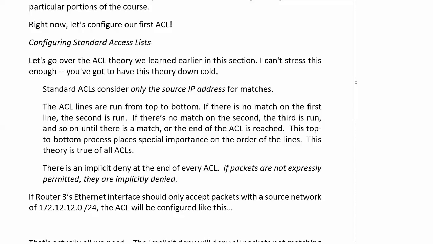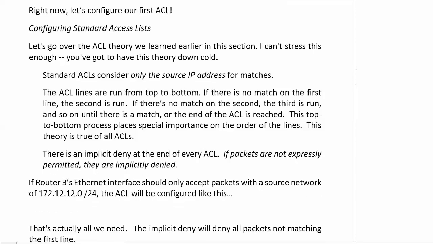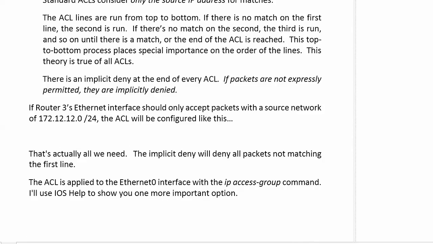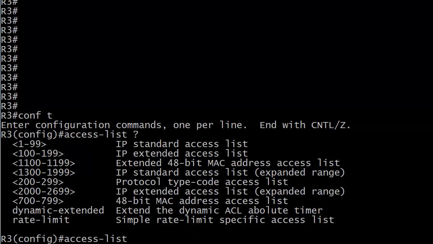So let's take a look at what an ACL would look like if we were working with router 3, which I believe is the one we're on. If not, we can get there. We're going to configure an ACL that would permit packets with a source IP address of 172.12.12.0/24. So anybody on that particular subnet, the packets will be accepted and everything else will be denied. And there we are in router 3. So let's actually start that, and we'll just go with 1 here.